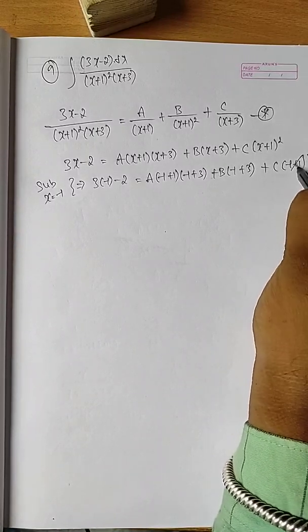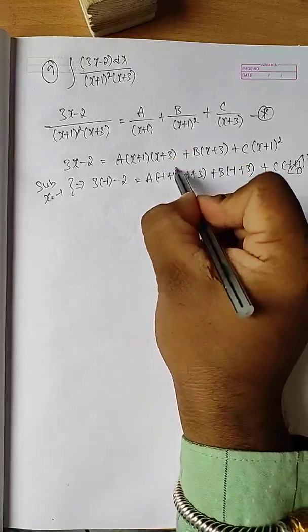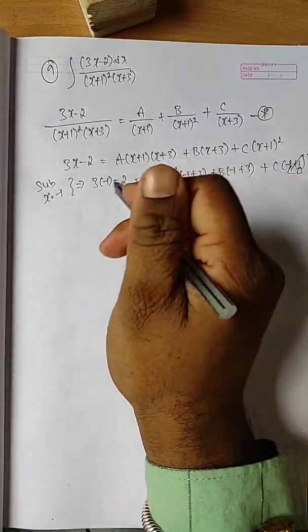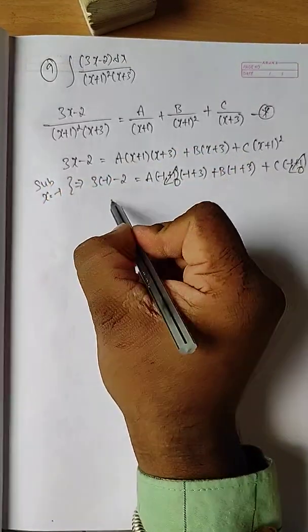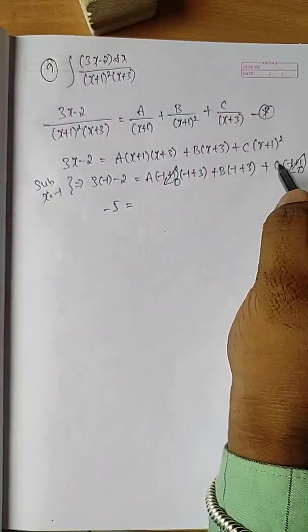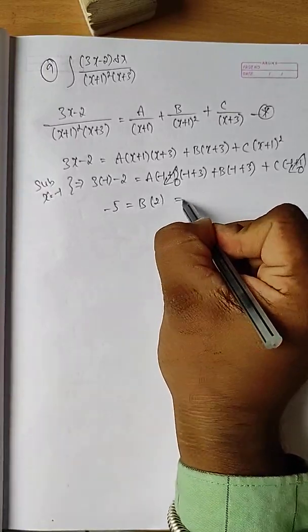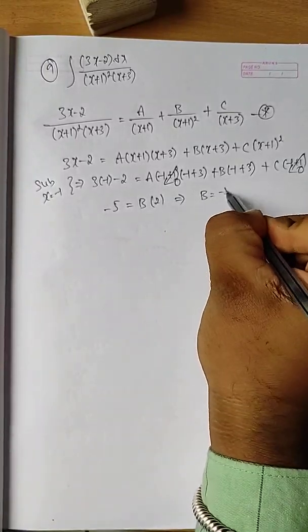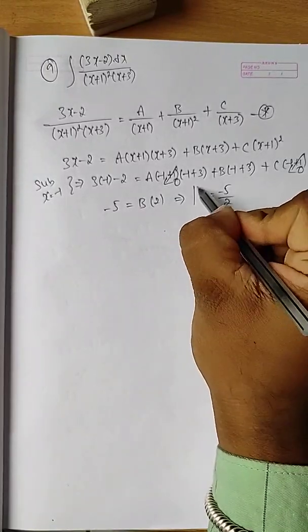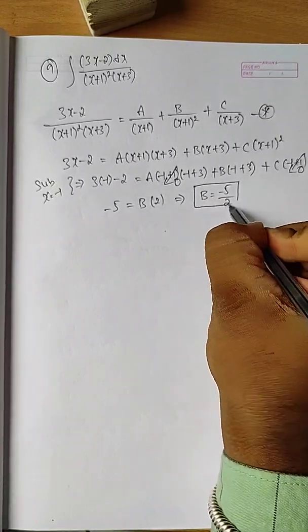Minus 1 plus 1 is 0, 0 into anything is 0. 3 into minus 1 is minus 3, minus 3 minus 2 is minus 5. Here 3 minus 1 is 2, means b is equal to minus 5 by 2. b is equal to minus 5 by 2.